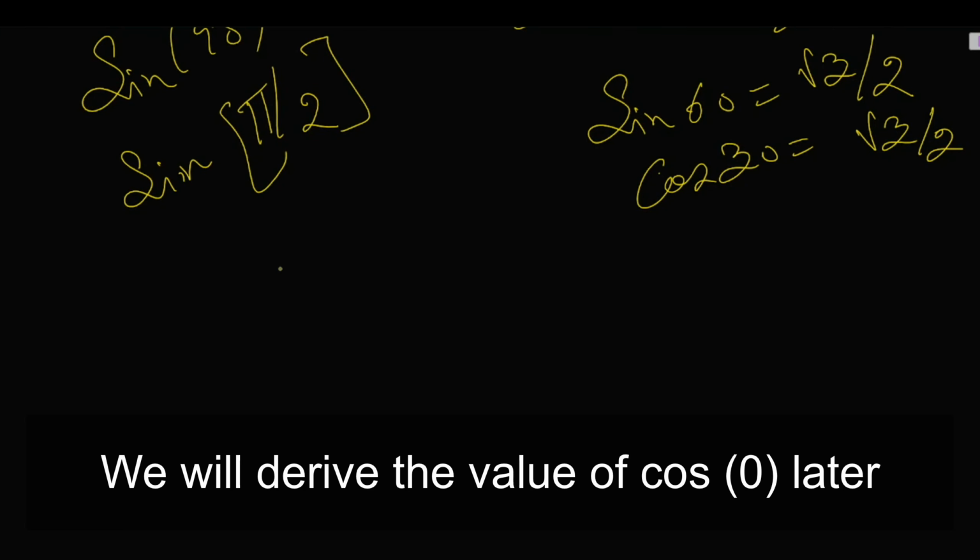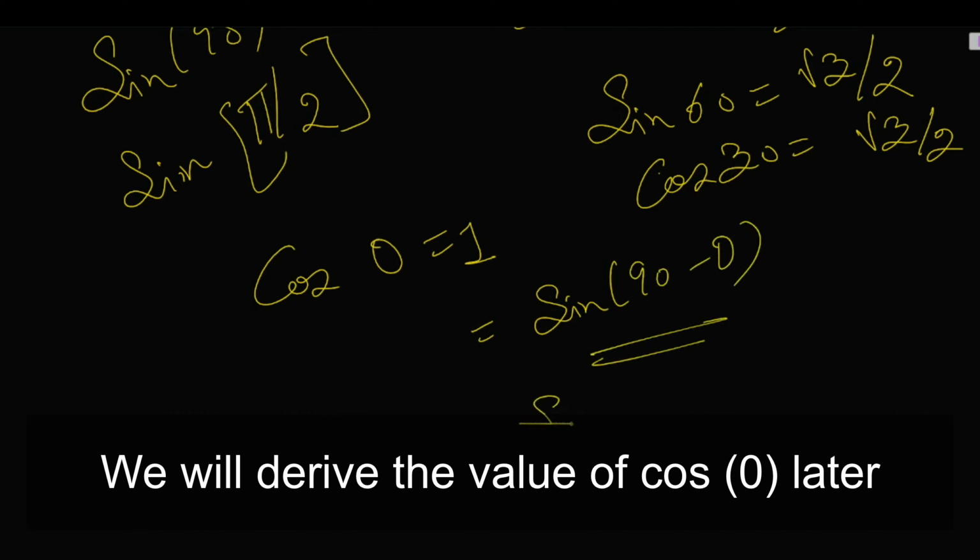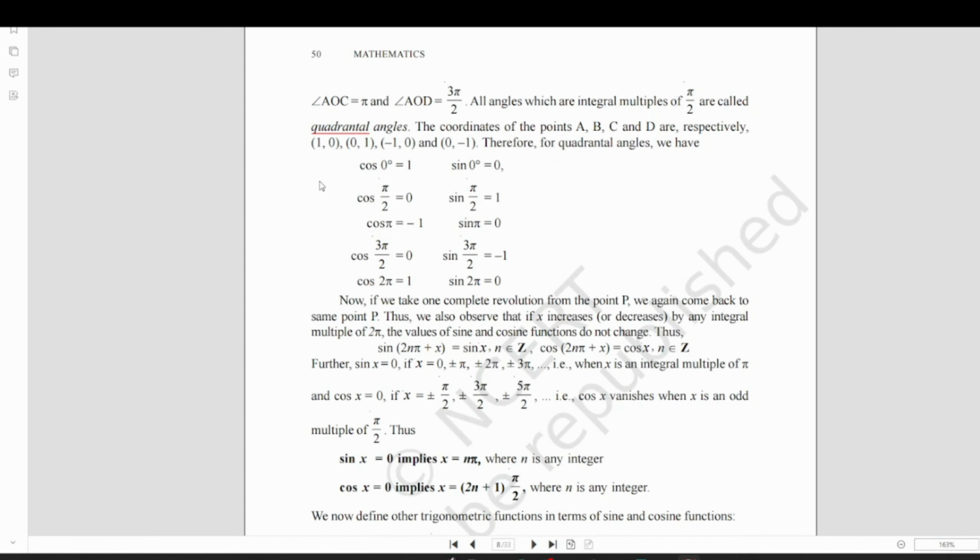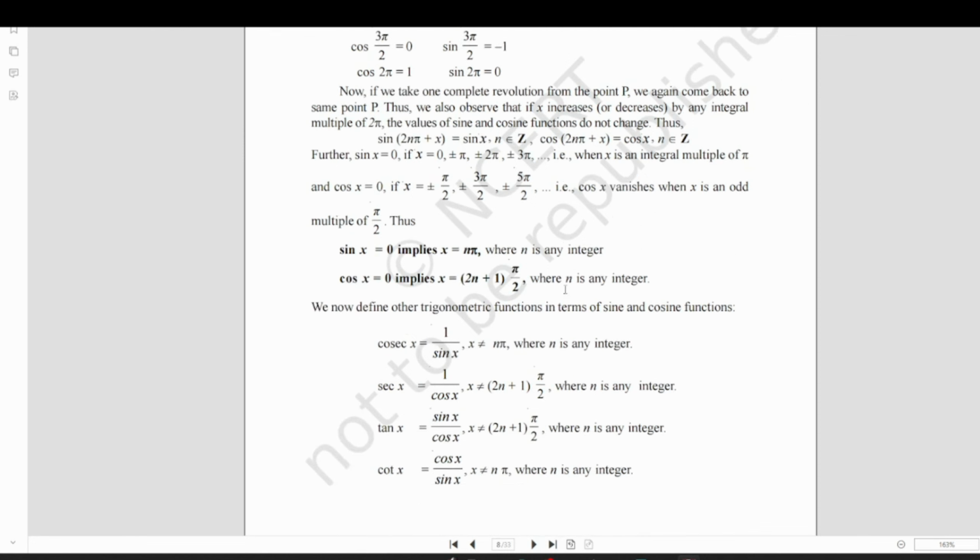How? We have seen cos 0 is equal to 1, we know. So cos 0 is also equal to how much? Sine 90 minus 0. So sine 90 is equal to cos 0, which is equal to 1. So that means sine pi by 2 is equal to 1, which is being shown here as well. Right? So I hope this is clear.